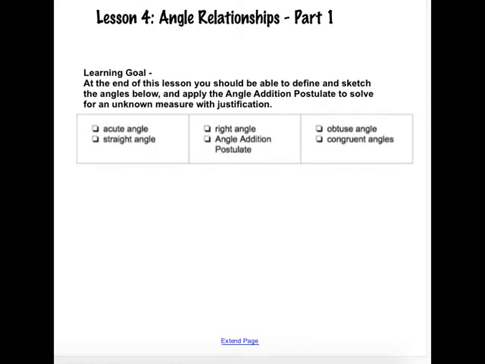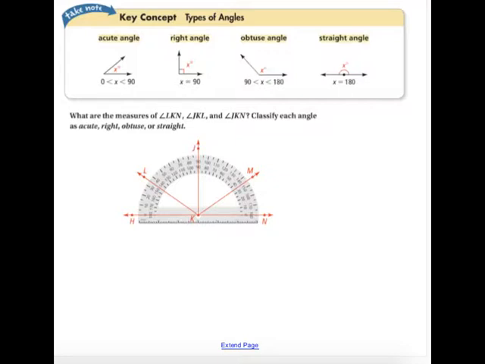Lesson 4, angle relationships. Our learning goals for this one: at the end of this lesson, you should be able to define and sketch angles below and apply the angle addition postulate to solve for an unknown measure with justifications. We're going to justify again. We've got acute angles, straight angles, right angles, angle addition postulate, obtuse angles, and congruent angles. Make sure you're filling in your vocab sheet packet and notes along the way.